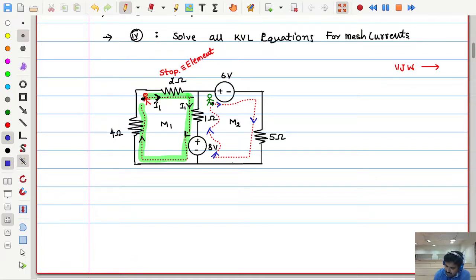What does it represent? You are in mesh 2, whose current is I2. I am in mesh 1, my current is I1. I am taking my journey at this starting point. As I travel, how many stops I came across is 1, 2, 3, 4. 4 stops I came across. Now you started your journey. How many stops you came across is 6 volts, 5 ohms, 8 volts, 1 ohm. Again 4 stops.